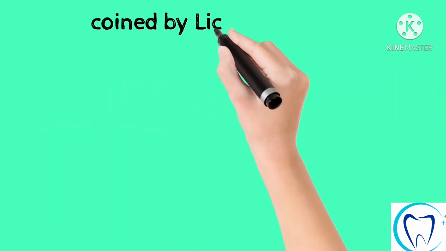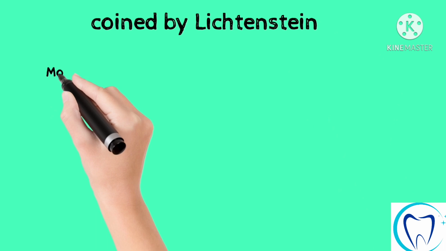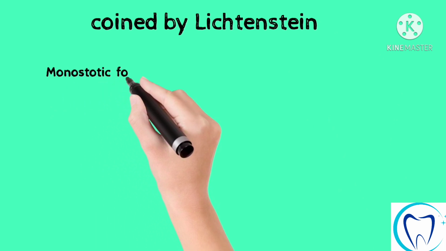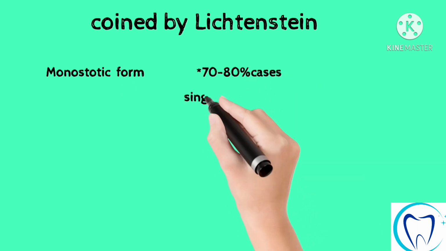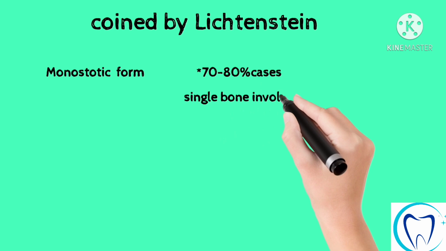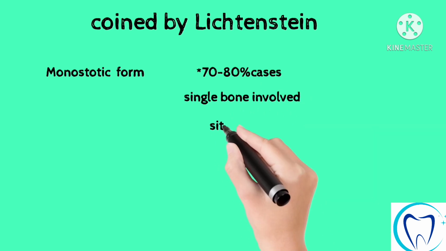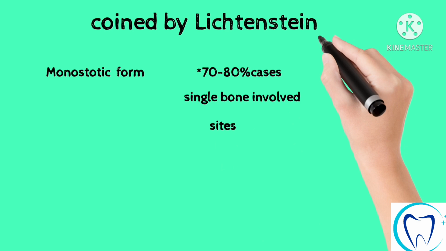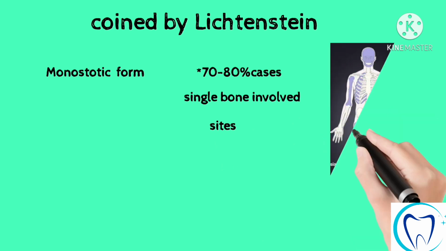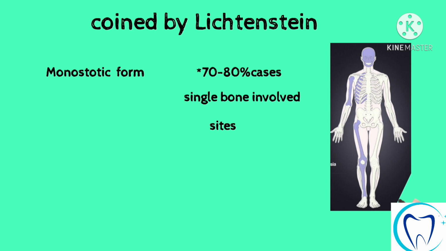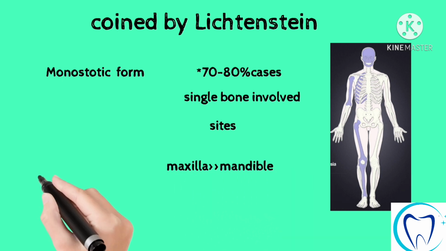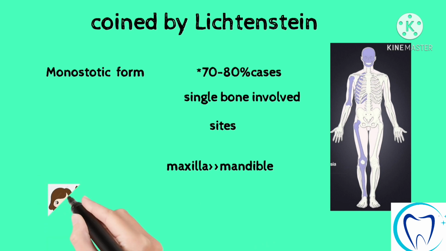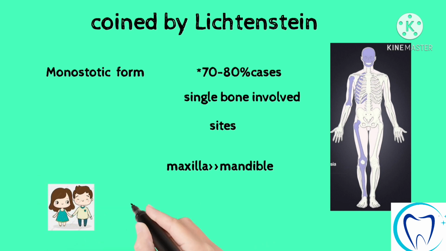Fibrous dysplasia, a term coined by Lichtenstein. The monostotic form accounts for about 70 to 80% of cases. It usually involves a single bone. The sites can be the skull, ribs, humerus, pelvic bones, or the tibia. The maxilla is more commonly affected than the mandible. The male to female ratio is 1:1, both are equally affected.